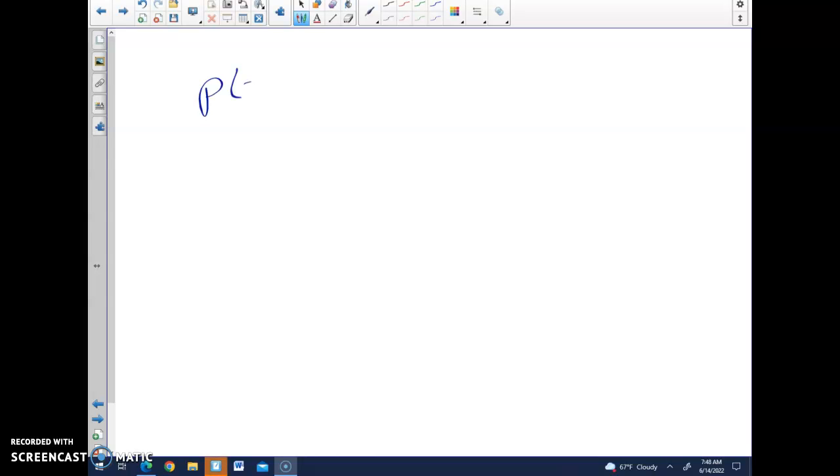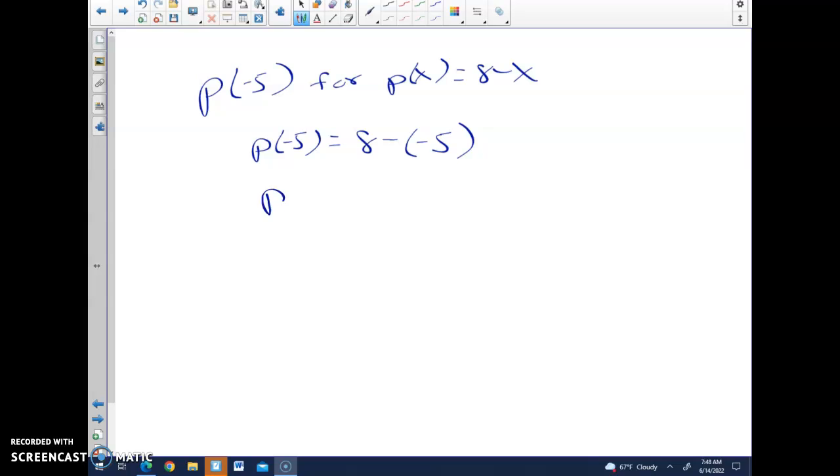When I get something like this, this is pretty basic in the sense that whatever is in the parentheses, you just plug in for x. So p of negative 5 is going to equal 8 minus a negative 5. p of negative 5 equals 13. There's your answer. Okay, whatever is in that parenthesis is what you're going to plug in for x.